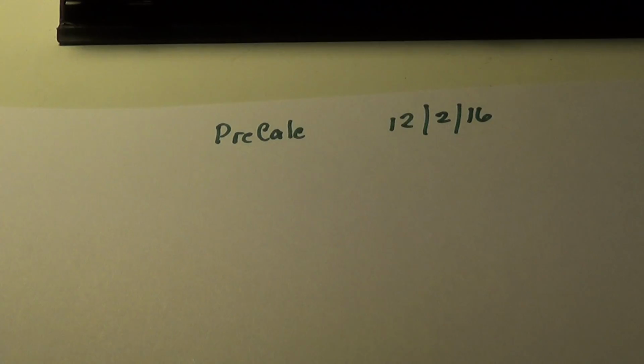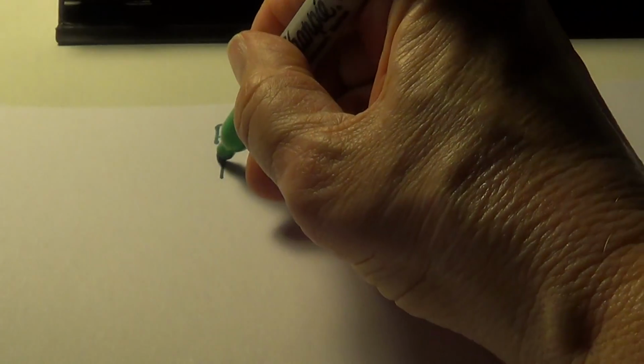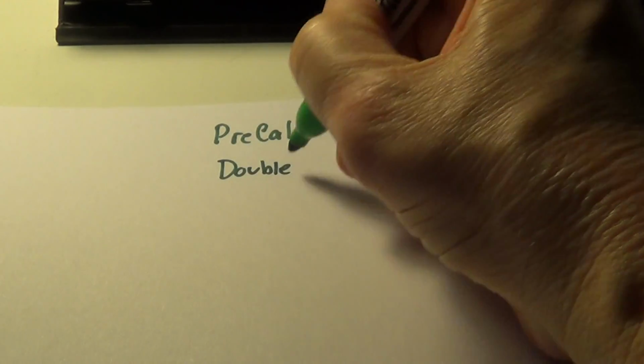Pre-calc, we meet again. So we are looking at this video after Friday's class. So that's the second. So sometime on Friday, Saturday, or Sunday. This class will be called the double angle ID.